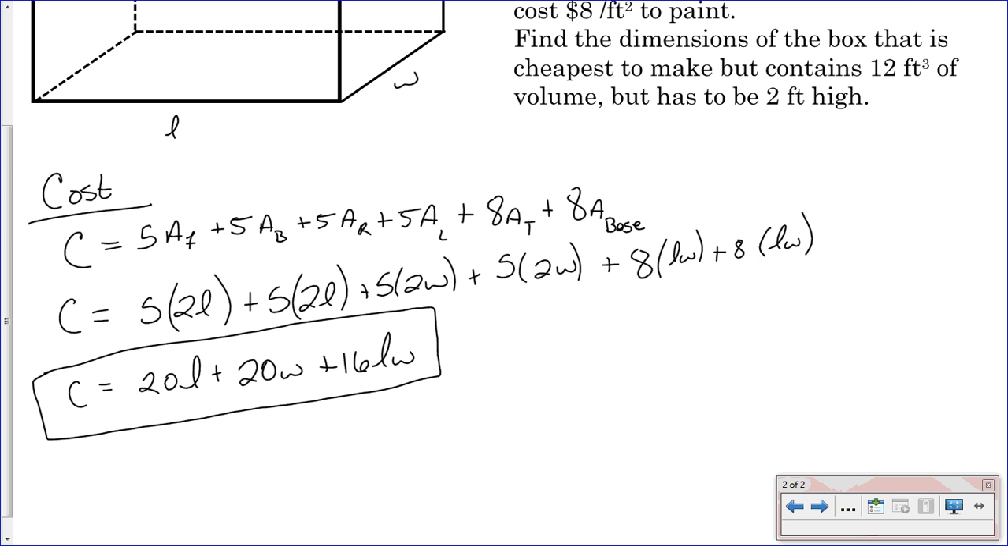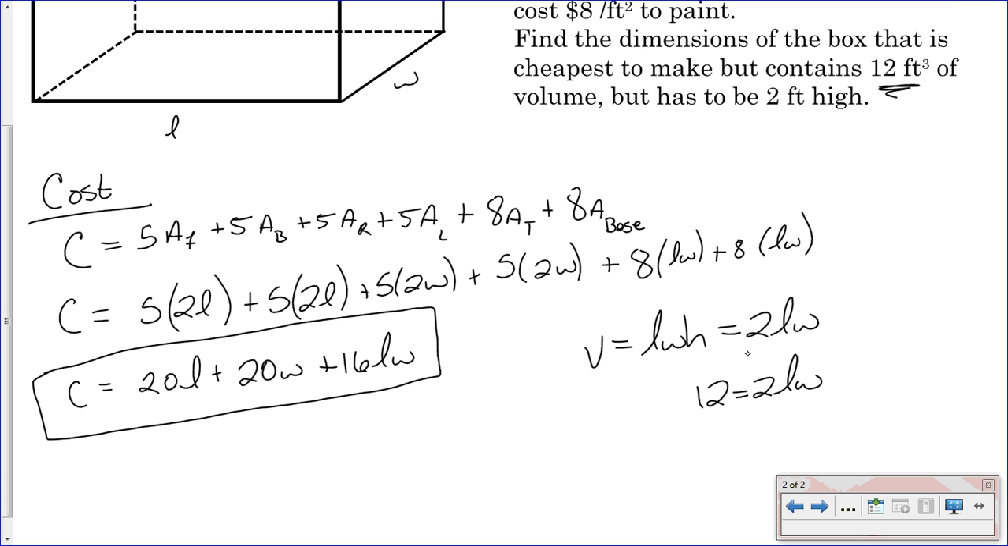What do you think the second equation that we're going to need is going to be? If you said volume, you are correct. Volume equals length times width times height. In our case, it has to be 2 feet high, so our volume is going to be 2 times L times W. But we also know that the volume of our box has to be 12 cubic feet. So 12 equals 2 times length times width.